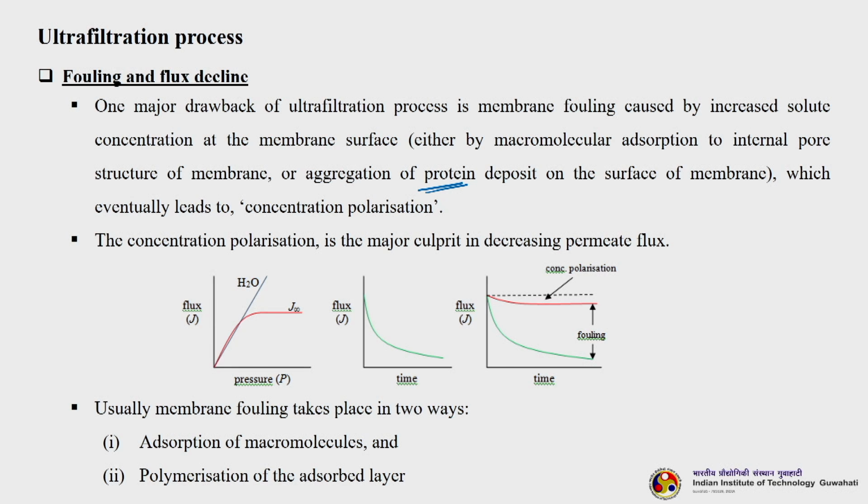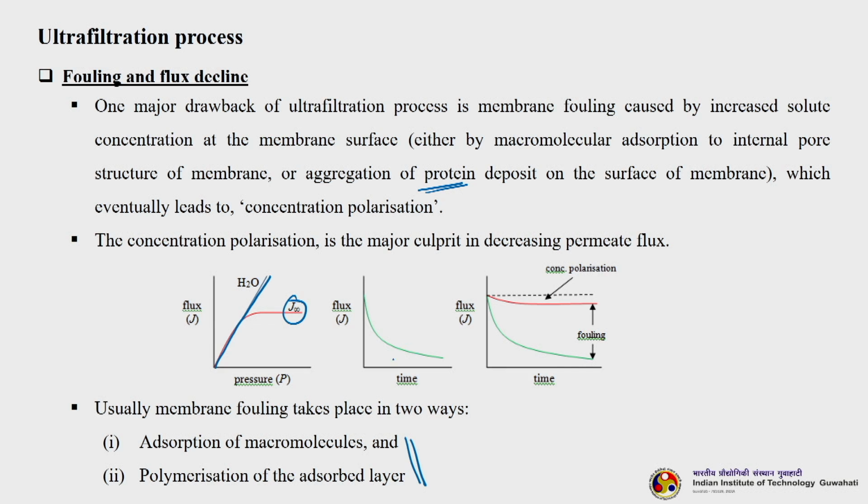Now, concentration polarization is the major culprit in decreasing the permeate flux. Usually, two types of fouling take place: one is adsorption of macromolecules and the other is polymerization of the adsorbed layer. So, due to these two things, fouling actually takes place. You can see the first figure, flux versus pressure. This is the straight line, the clean water flux or water flux, and this is your limiting flux which we were just discussing.